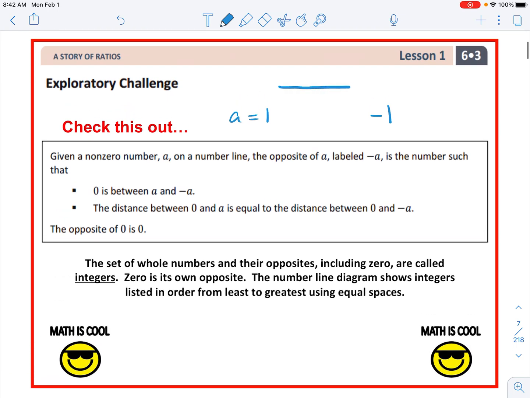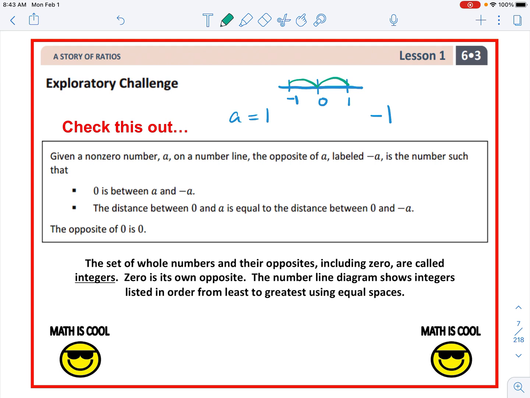So I'm going to make a quick number line, and I have positive 1, 0, and negative 1. What they're saying here is the distance from negative 1 to 0 is the same as from 1 to 0. And the opposite of 0 is 0. The set of whole numbers and their opposites, including 0, are called integers. 0 is its own opposite. The number line diagram shows integers listed in order from least to greatest using equal spaces.